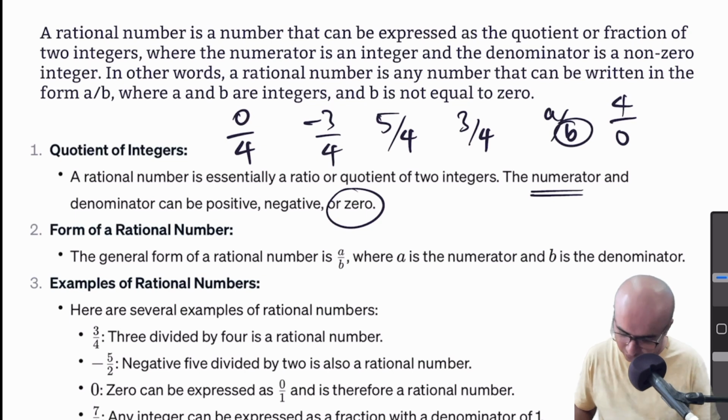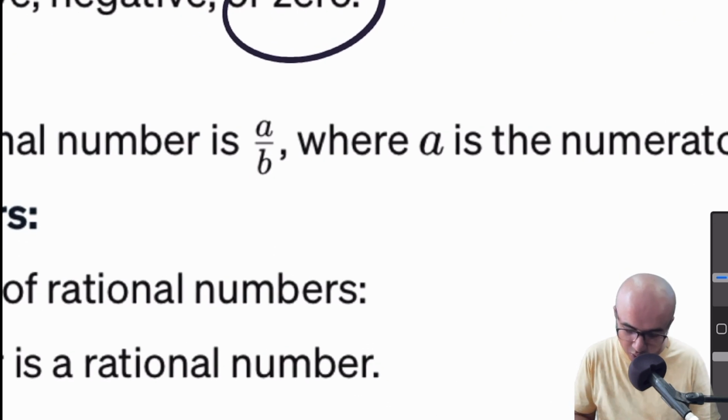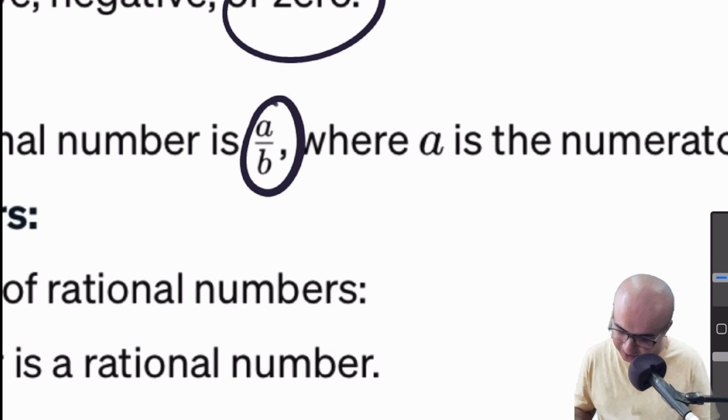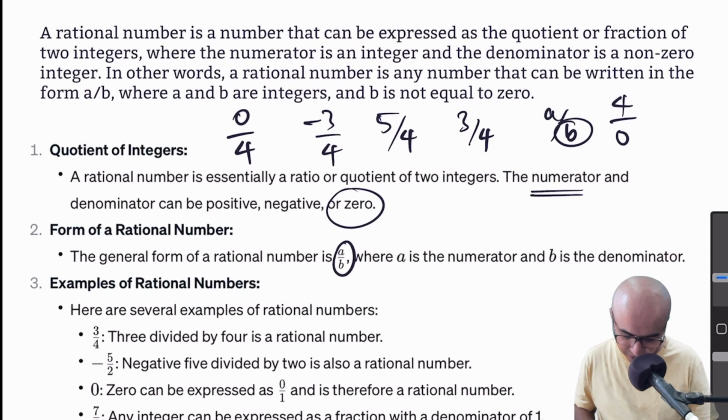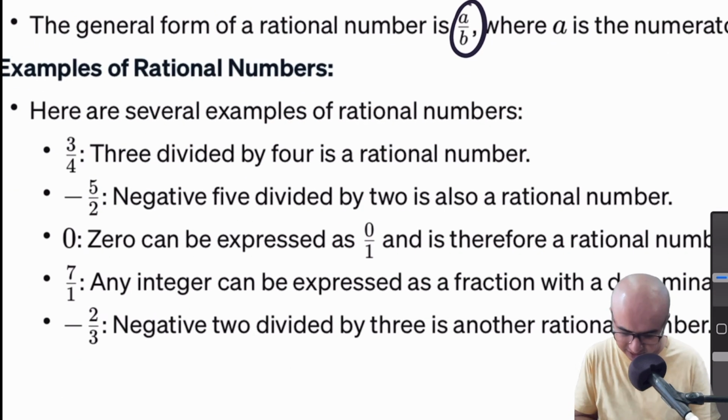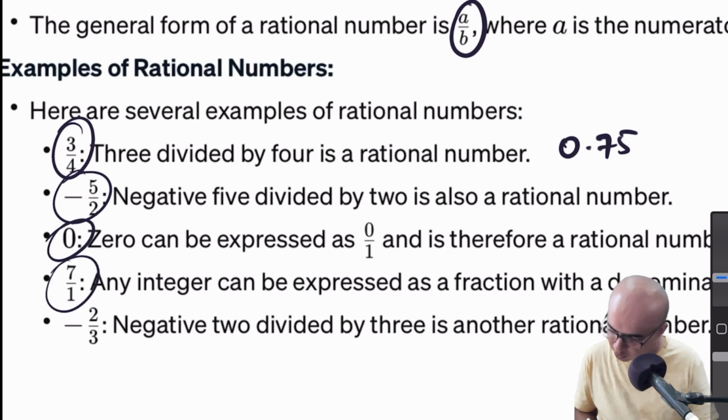Form of a rational number, of course, we just now saw. Form is nothing but how it is expressed. It is expressed in this form. Examples, of course, these are common examples: 3 by 4, which is nothing but 0.75, then minus 5 by 2, 0, 7 by 1.